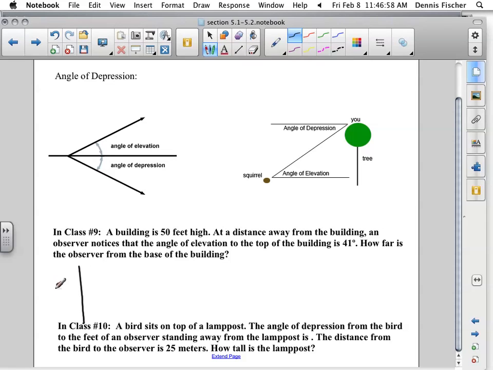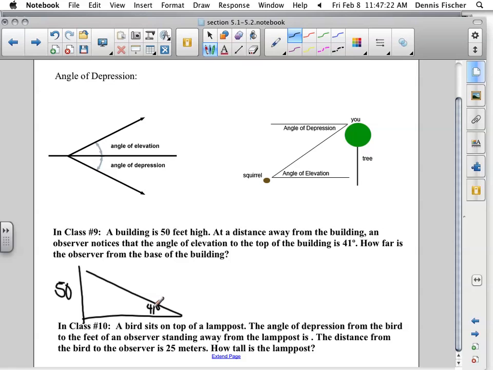Okay, here's the building. The building is 50 feet high, right? At a distance away from the building, the observer notices that the angle of elevation to the top of the building is 41 degrees. So from over here, he looks up at the building and notices that it's 41 degrees in elevation. Elevation means from the horizon up.